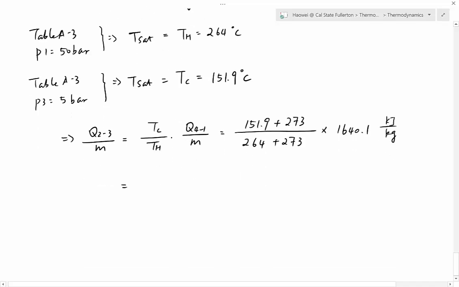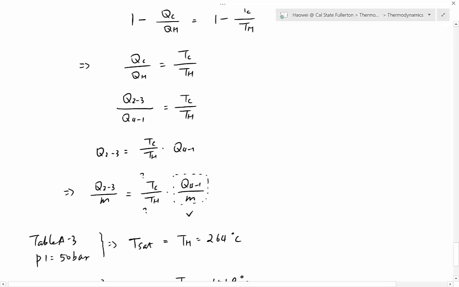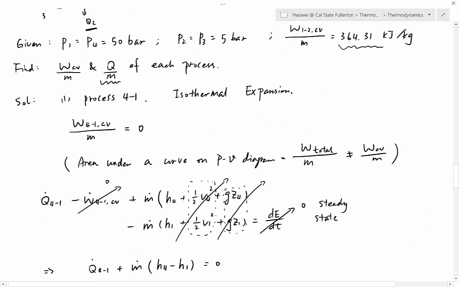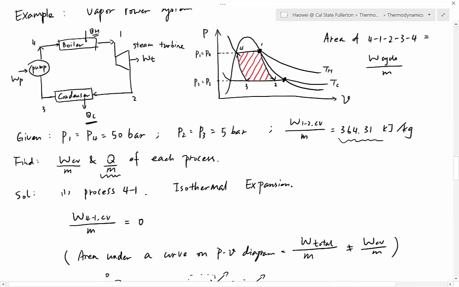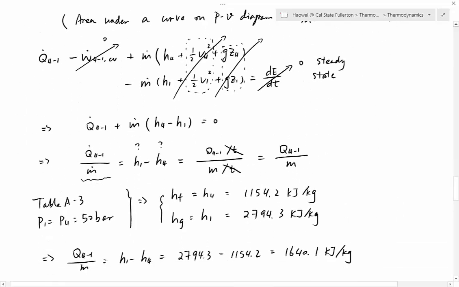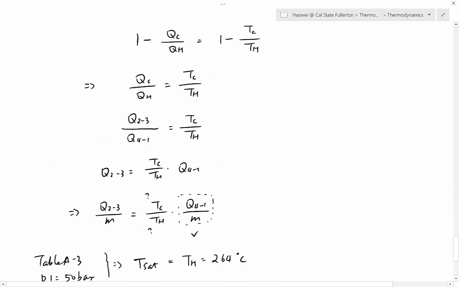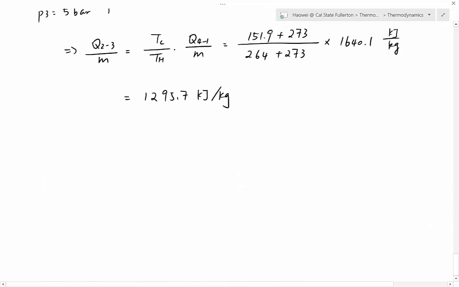So finally, our solution is 1295.7 kilojoule per kilogram. So now 223 heat transfer per unit mass is equal to 1295.7 kilojoule per kilogram. And now let's take a look. 223 is the condenser. Condenser is where you lose heat. If the system loses heat, your heat transfer must be negative. Is our solution negative? Our solution for 223 is positive.